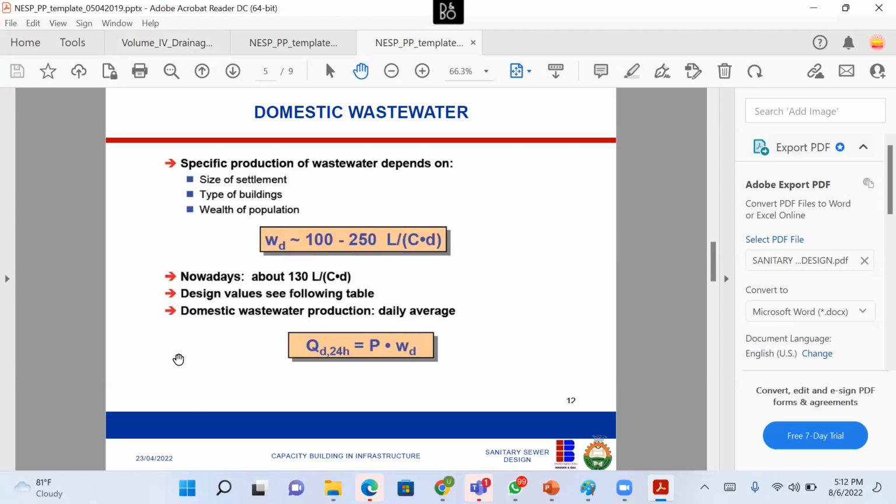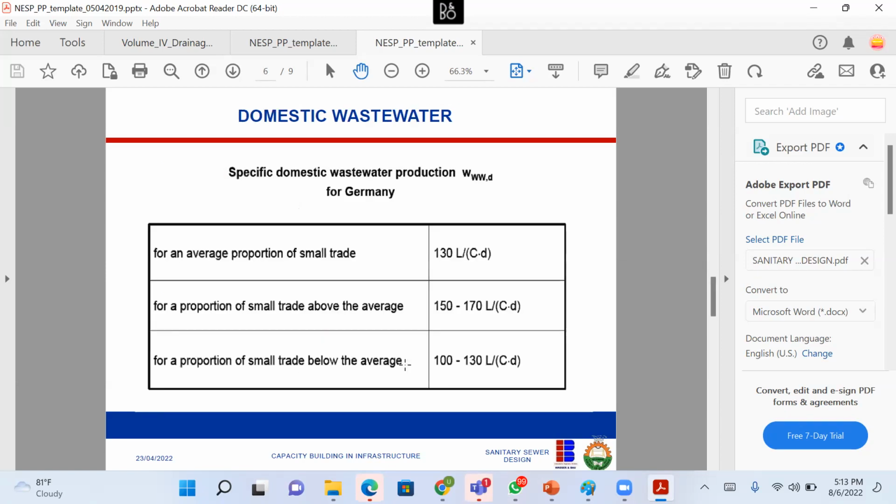So if you now want to estimate your discharge for a 24 hour period, you simply multiply the population equivalent by the wastewater demand. So if each person is producing say 100 liters per capita per day, and there are about 100 persons, the wastewater flow will be 100 times 100. That's what this is talking about. This is a case study of wastewater flow in Germany. 130 is the average.